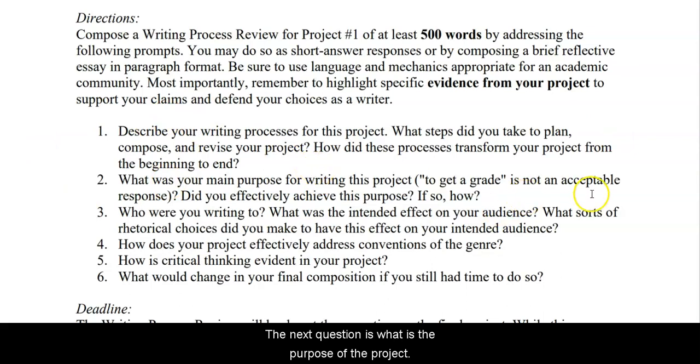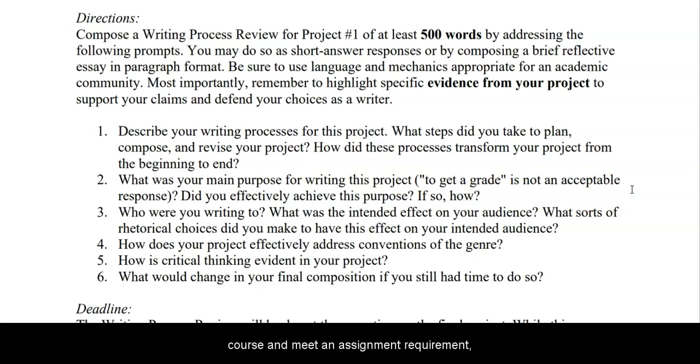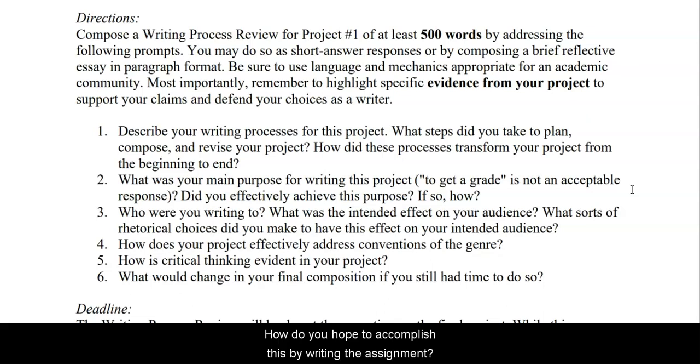Then the next question is, what is the purpose of the project? While I know the immediate purpose is to do well in our course and meet an assignment requirement, I'm asking you to dig deeper here. What does this narrative mean to you? How do you hope to accomplish this by writing the assignment?